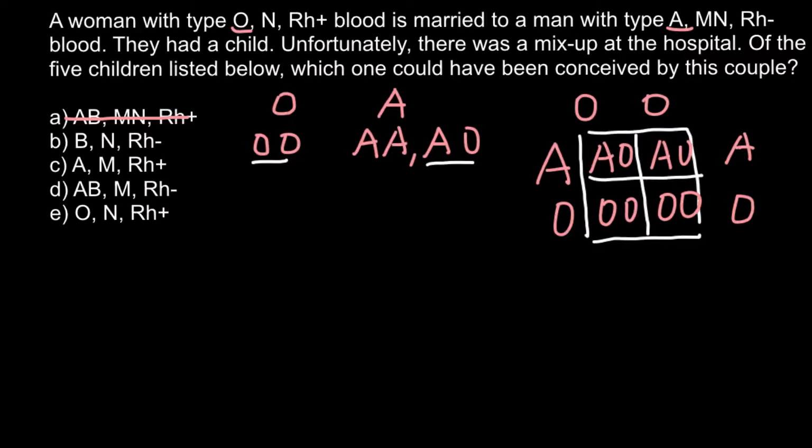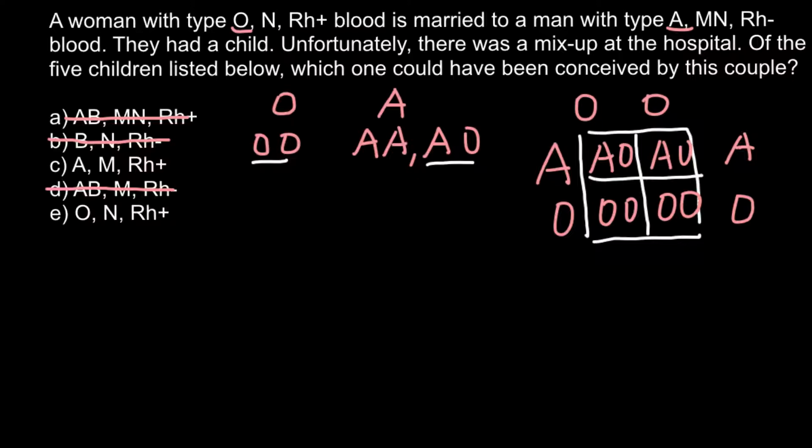We can cross out variant B, blood group B is not possible in the progeny of this couple. We can cross out blood group AB, this is answer D. And now we basically have to choose between answers C and E.